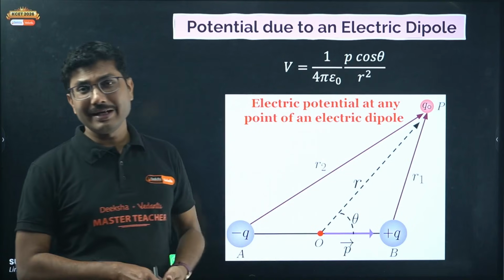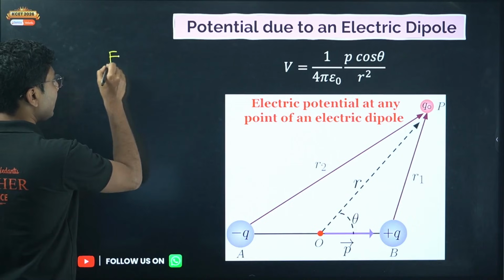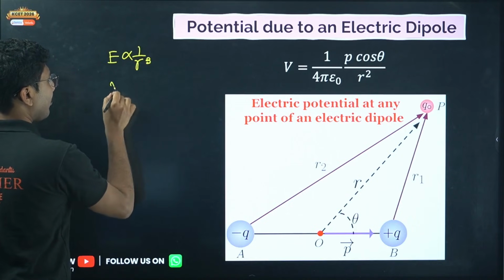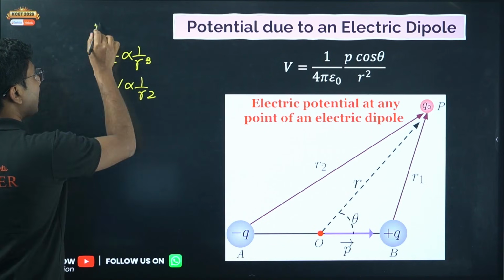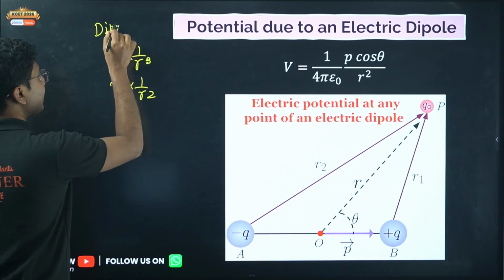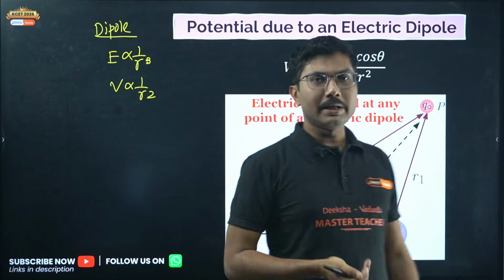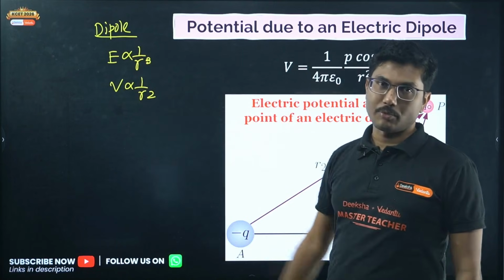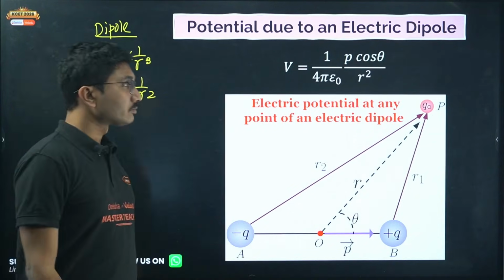So electric field in case of a dipole, if you remember, was proportional to 1 upon r cube. And potential is proportional to 1 by r square. This is exclusively for a dipole. Normally for a single charge, electric field is 1 upon r square and V is 1 upon r, but for a dipole the power of r is increased by 1.